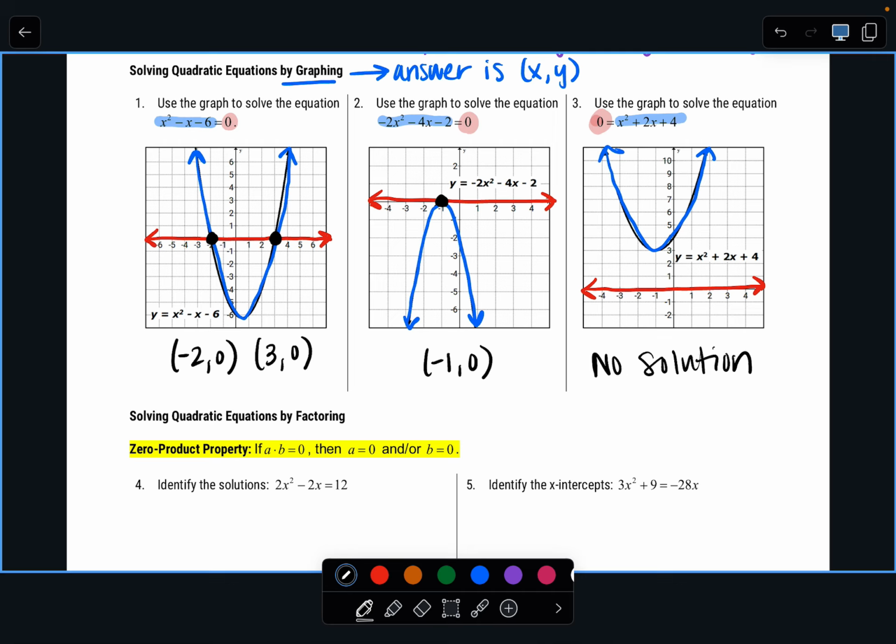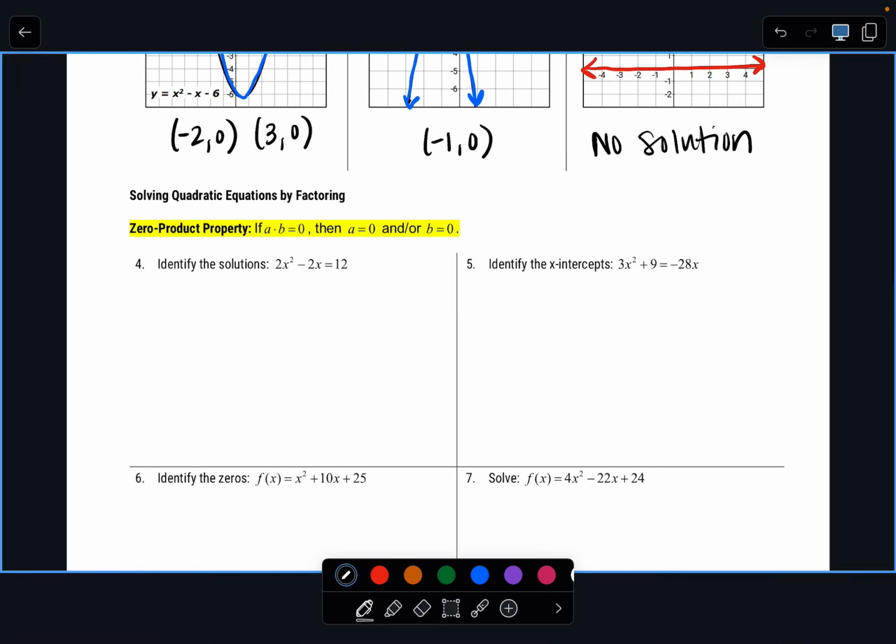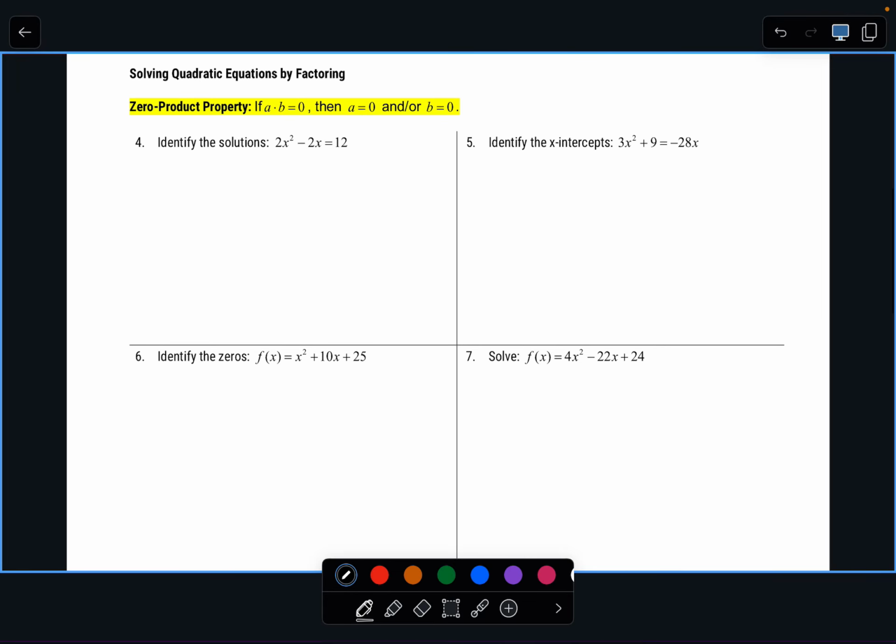There will come a point in time in the second half of this quarter, or of this unit, because unit 5 is in 2 parts, where we will talk about something called imaginary solutions. But for now, we got no solution. Now, let's go in and do some factoring. We are trying to identify solutions.